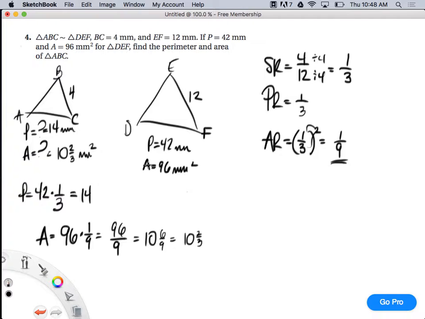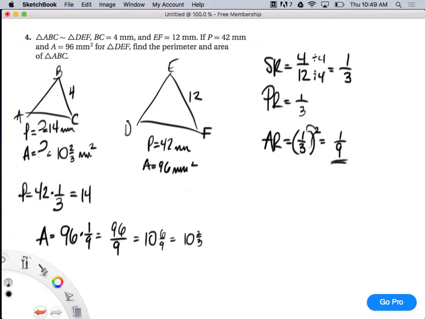Then to get my area ratio, I square the similarity ratio, and I get 1/9. So to find my new area, I just multiply my old area by 1/9, and I get 96 over 9, or 10 and 2/3. How did you get 10 and 6 over 9? Because 96 divided by 9 is 10 remainder 6. So 10 remainder 6 would be 10 and 6 over 9.